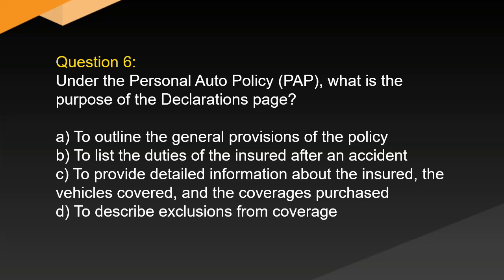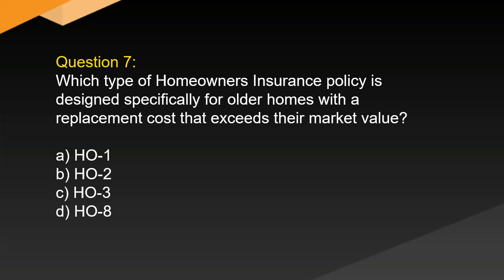Question 6. Under the personal auto policy (PAP), what is the purpose of the declarations page? A. To outline the general provisions of the policy. B. To list the duties of the insured after an accident. C. To provide detailed information about the insured, the vehicles covered, and the coverages purchased. D. To describe exclusions from coverage.